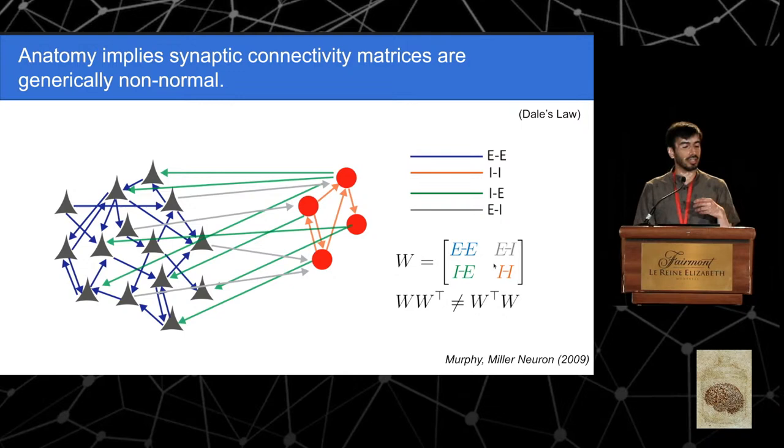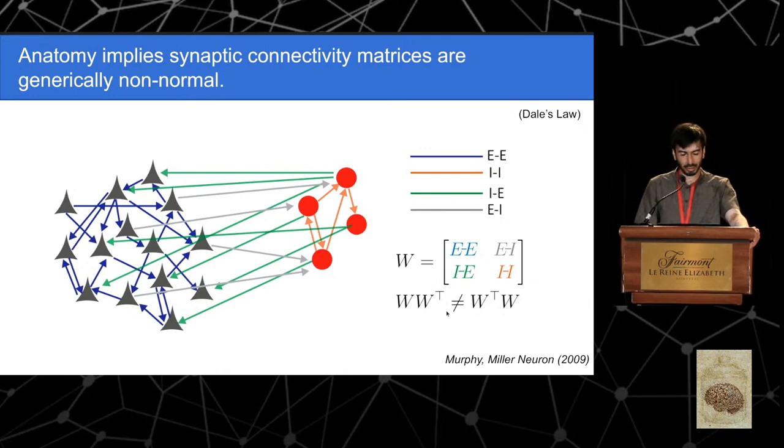The corresponding constraint on the block structure of this synaptic connectivity matrix means that this matrix will be non-normal. One way to formalize that statement is to say that W, which is the connectivity matrix here, satisfies WW transpose not equal to W transpose W. It's known that this non-normality has dramatic consequences for the dynamics that can unfold over these networks. And what I'm going to show in this talk is that it also has dramatic consequences for the controllability of the dynamics that unfold over these networks.